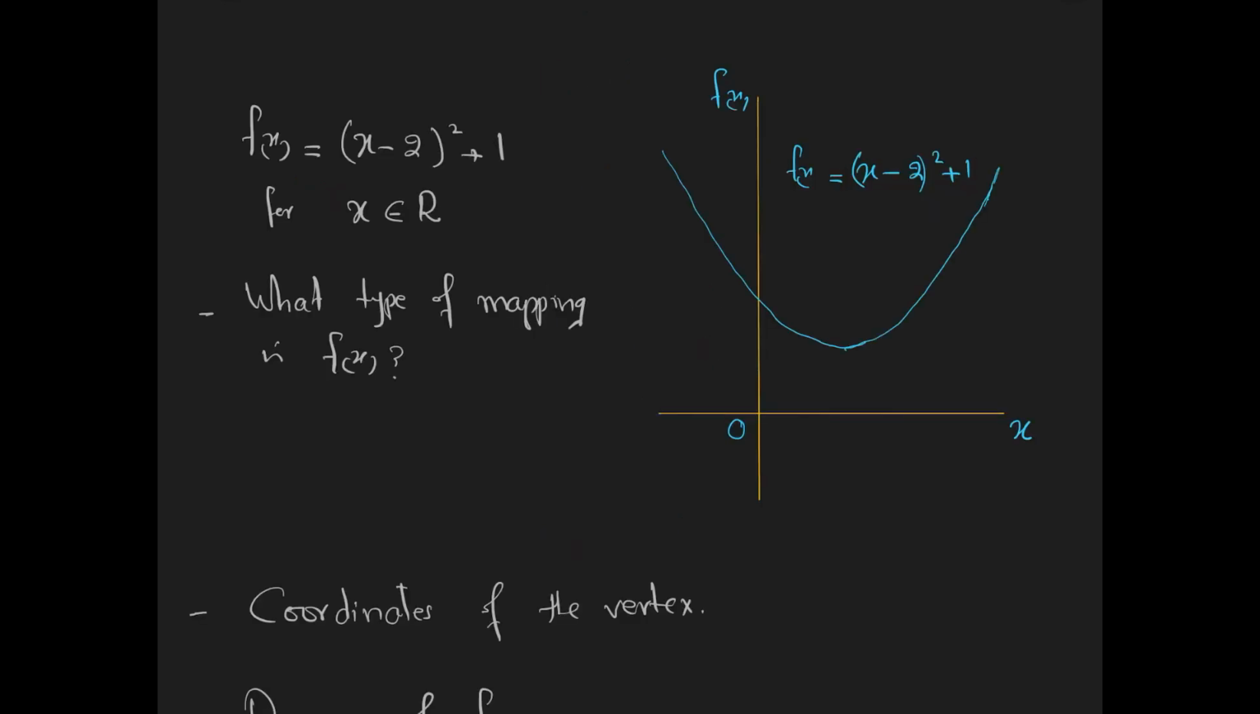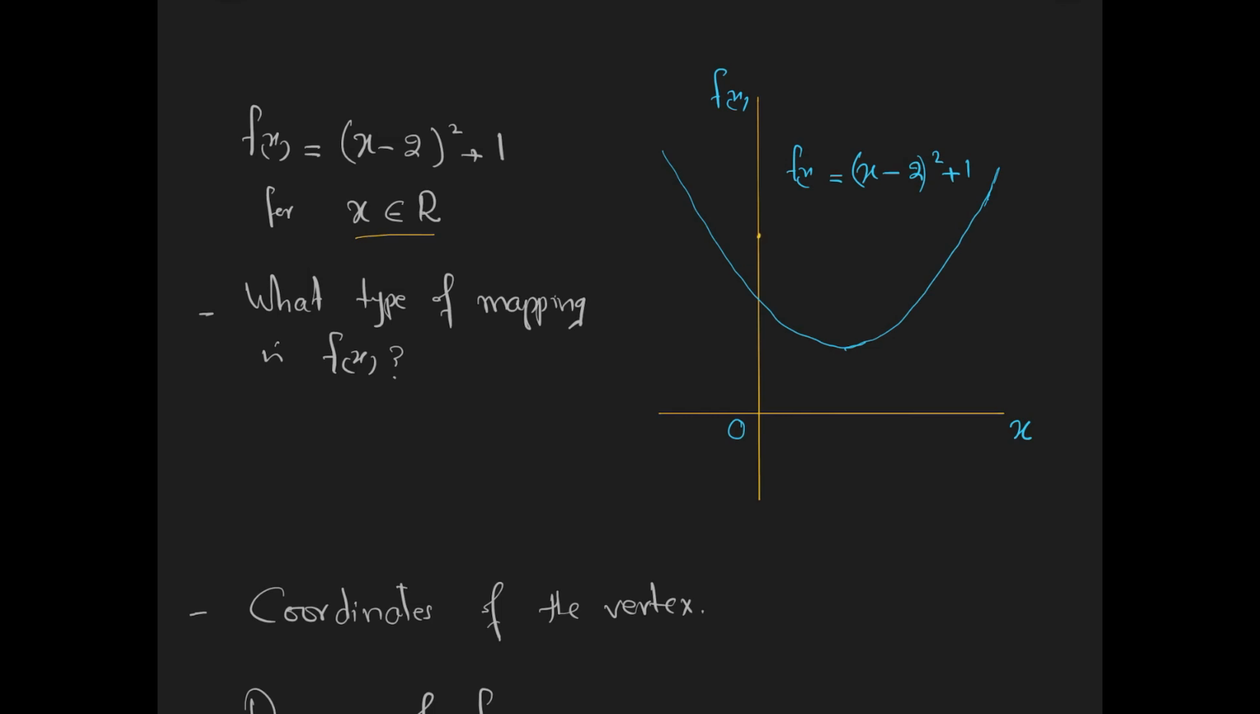Let us have a look into the function f(x) is equal to (x minus 2) whole square plus 1 and its graph. This function is defined for all x belonging to the set of real numbers. So here we have to answer a few questions. The first one is, what type of mapping is f(x)? It means whether f(x) is a one-one function or a many-one function.